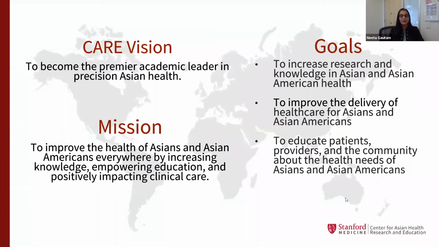The Center for Asian Health Research and Education, the vision is to become the premier academic leader in precision Asian health. Our mission is to improve the health of Asians and Asian Americans everywhere by increasing knowledge, empowering education, and positively impacting clinical care. Our goals include to increase research and knowledge in Asian and Asian American health, to improve the delivery of healthcare for Asians and Asian Americans, and to educate patients, providers, and the community about the health needs of Asians and Asian Americans.